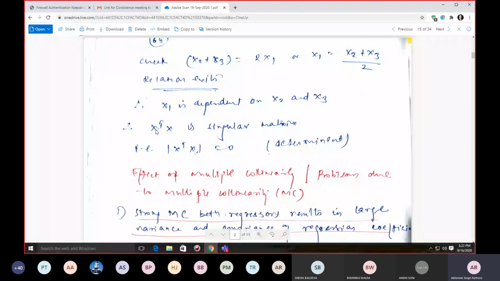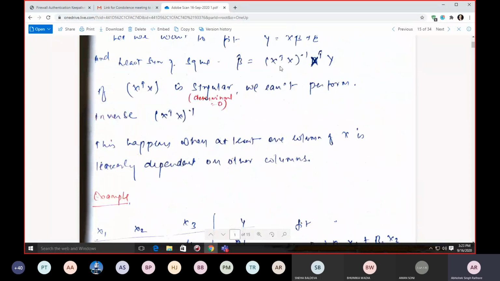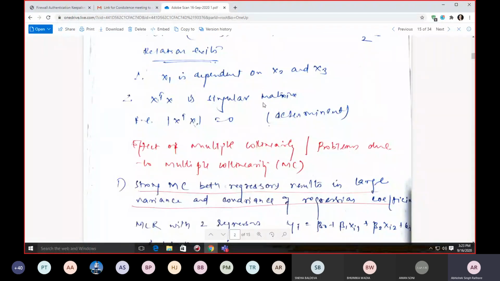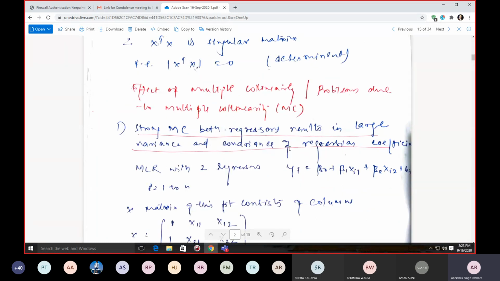So it means that your X transpose X becomes a singular matrix, and the determinant of X transpose X is 0. So the determinant of this matrix is 0, and we don't have the inverse of this matrix available. So we can say that we are having multicollinearity with our model. So first we'll check what are the effects of multicollinearity, or what are the problems due to multicollinearity that arise in our data.